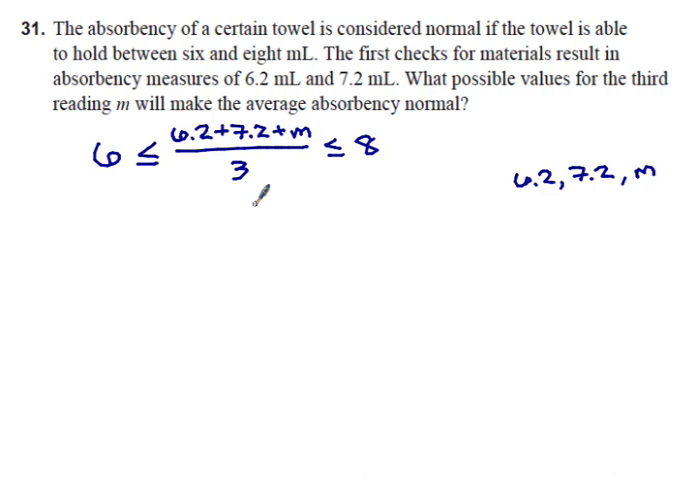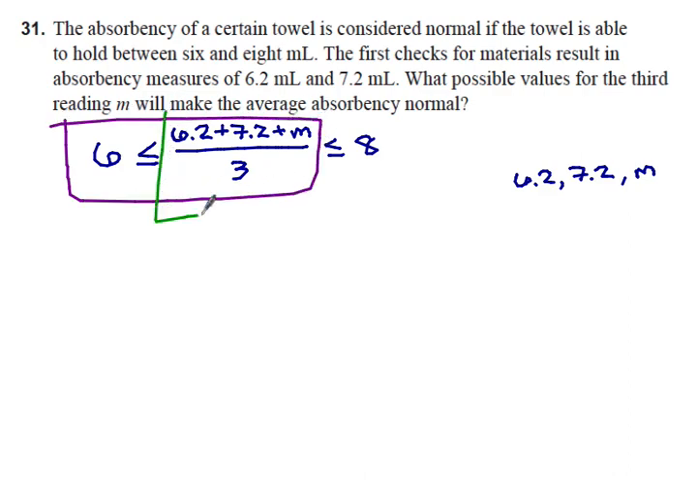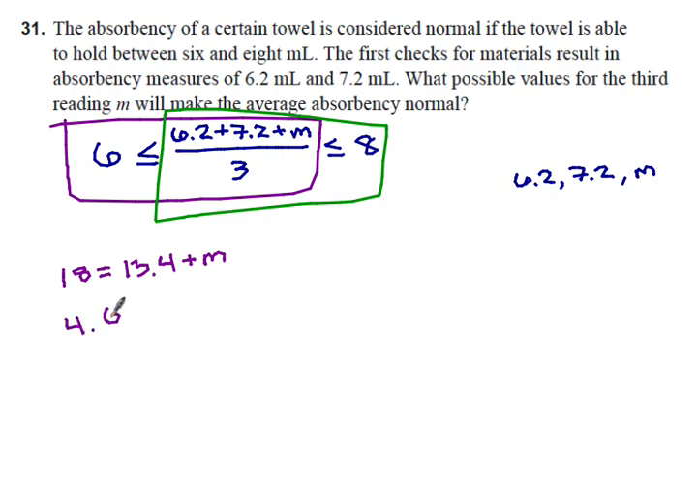So that's what we're trying to put together from this word problem. Then from here, you just solve it like normal. Okay? So you have your two equations. We have that equation, and we have this equation. In both cases, you'll have to multiply by 3. So this one turns into 18 equals 6.2 plus 7.2 is 13.4 plus our m. So we'll subtract that, which is 4.6. So the minimum reading I could get on that third reading is 4.6 on my absorbency.